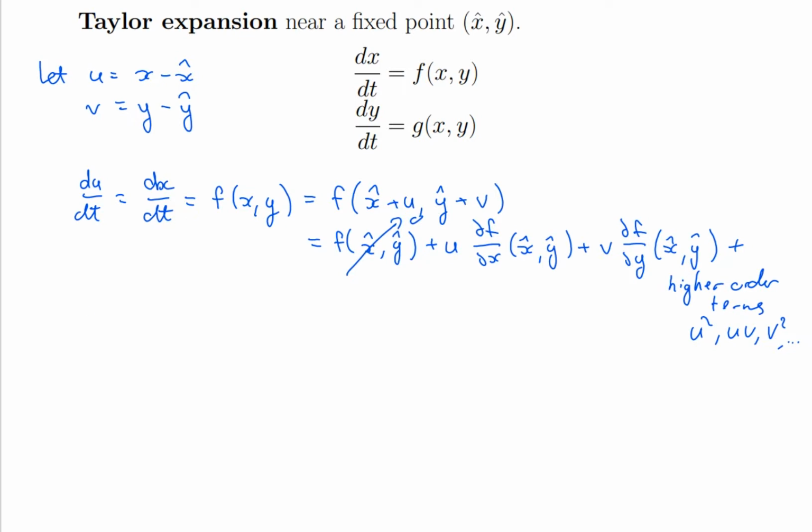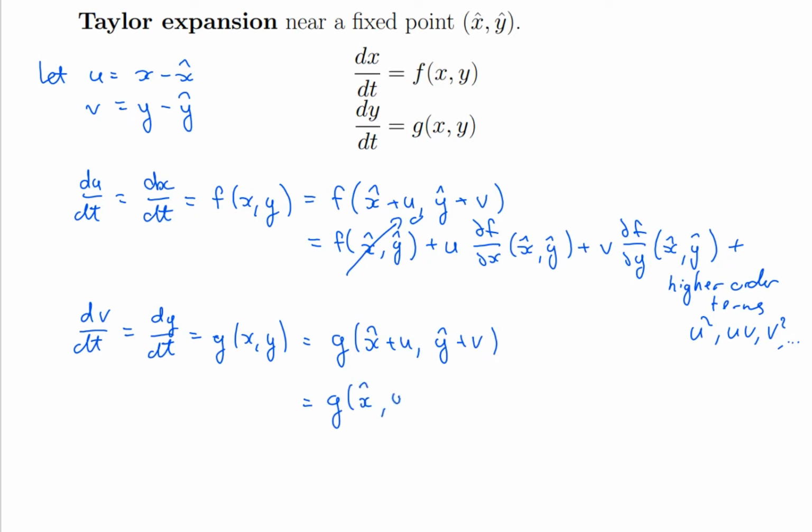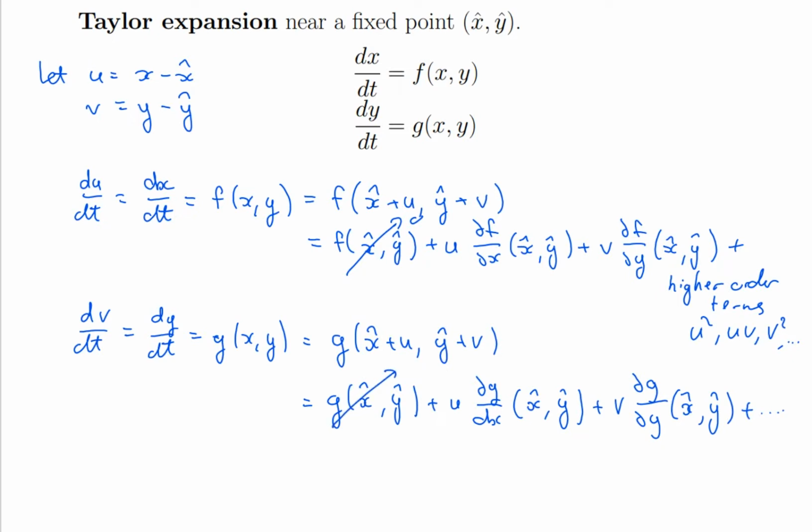When I do the same thing for the v equation, dv dt will equal dy dt. That will equal g of x and y. That will be g of x hat plus u, y hat plus v. Expand in Taylor series. It's very similar. Plus u dg dx, evaluated at the fixed point, plus v times dg dy, plus dot dot dot the higher order terms. Again, this first term is going to be 0.